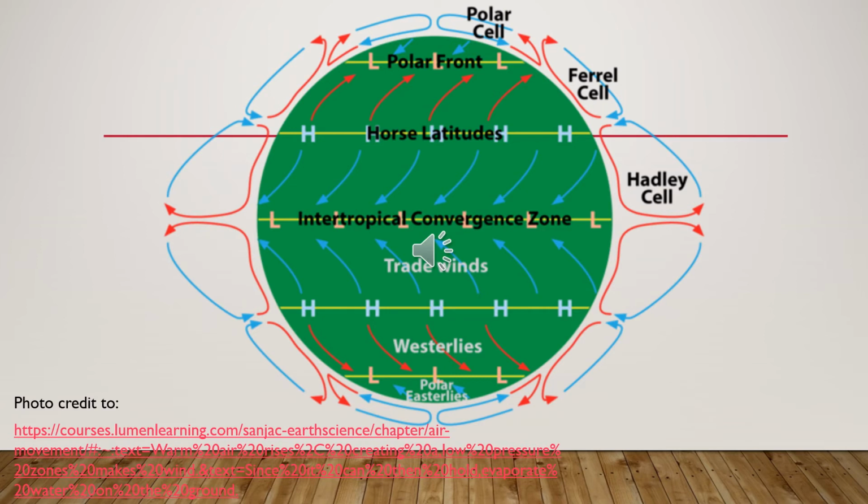So now that we've talked about the Coriolis effect, let's talk about what it looks like in the atmospheric circulation in the northern hemisphere. So in this photo, we see 3 different convection cells: the polar cell, the Ferrel cell, and the Hadley cell. More solar energy hits the equator, so air warms and creates a low pressure zone.